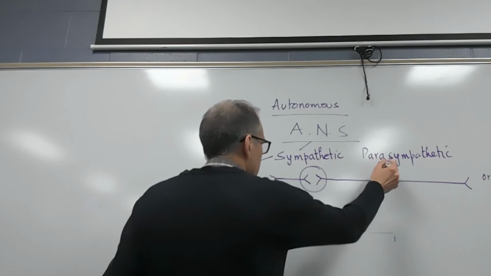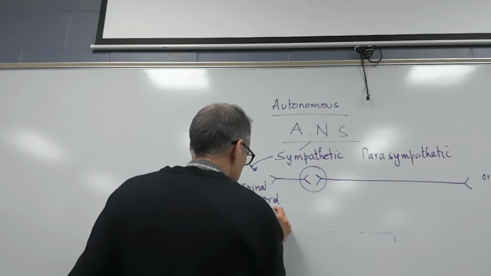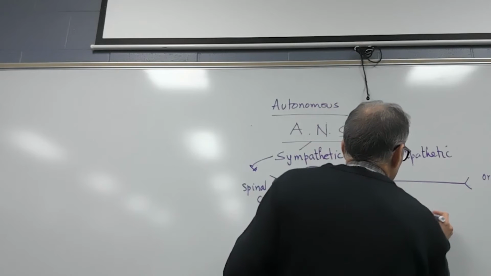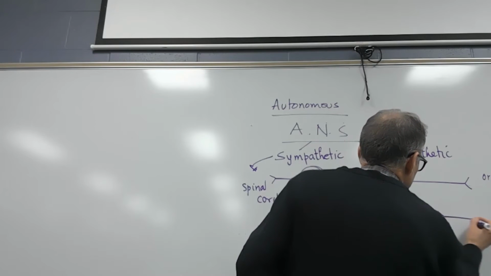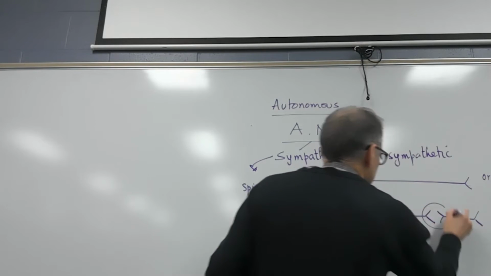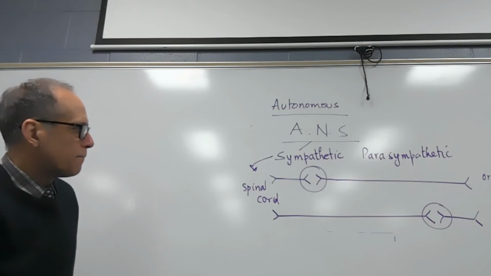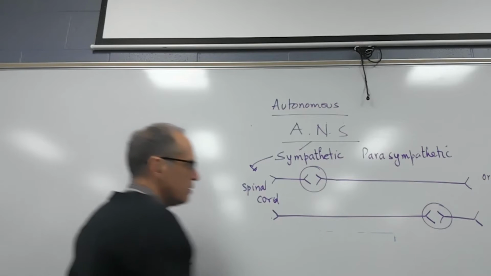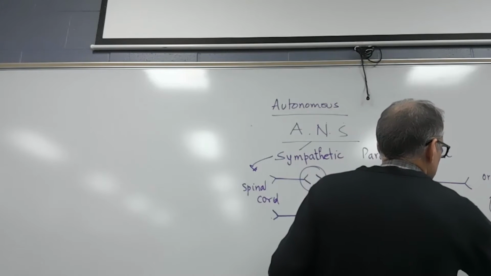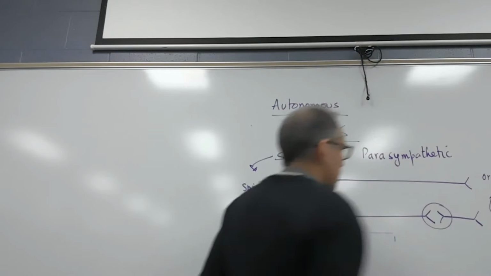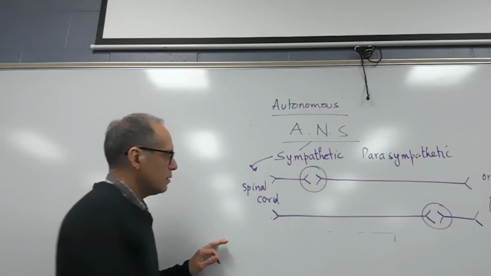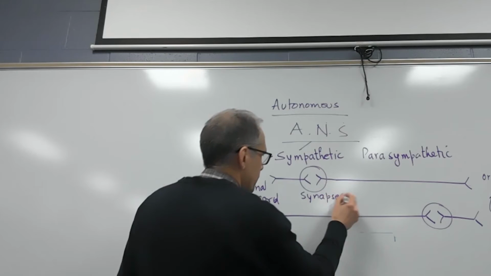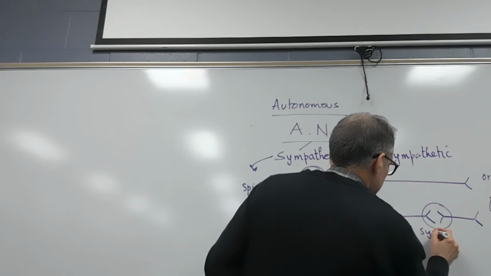But if you see the anatomy of the parasympathetic nervous system, which I'm drawing below, this first neuron is very long and the other neuron is very short. You see that where the synapse is formed? This is the spinal cord, and that is the organ, same organ. And here, this is a synapse.